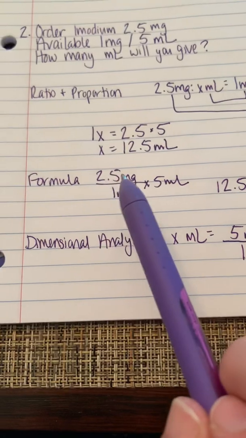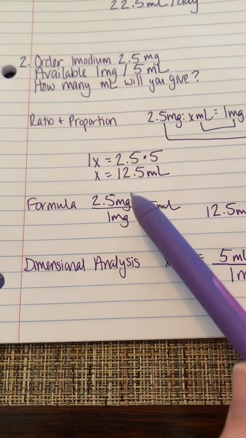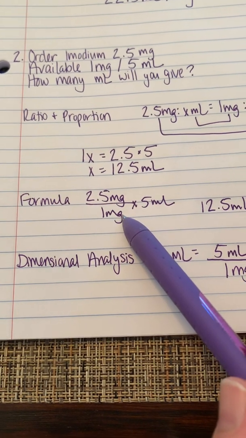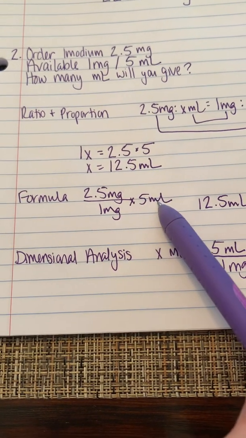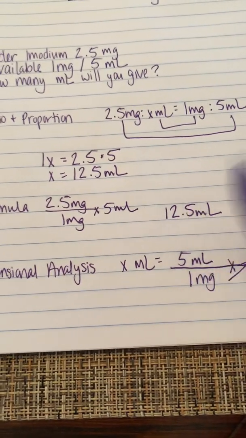And then our formula method. So desired is our order, 2.5 milligrams, and then have is our available amount, 1 milligram per our quantity of 5 milliliters, and you just do the math and you get 12.5 milliliters.